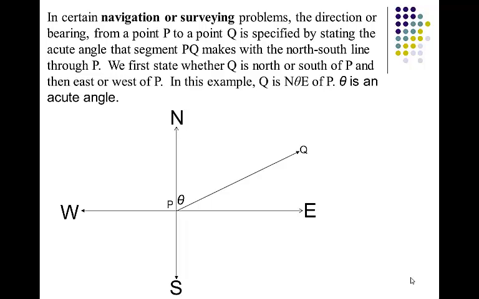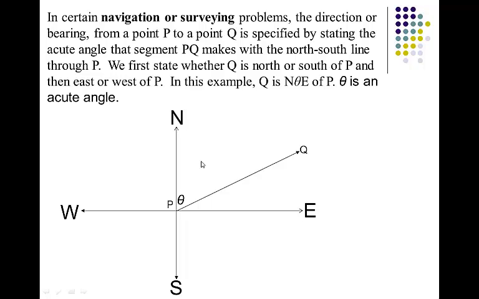But let's start with bearing problems first, navigation or surveying problems. And our point P will always be our point of origin here, and you can see we've got point Q out here, and we want the bearing from P to Q. So we want this angle right here, and we want to know what angle PQ makes with the north-south line. So we always talk about north or south first, and we have an acute angle, and we talk east or west next. So this one's going to be north theta degrees to the east.